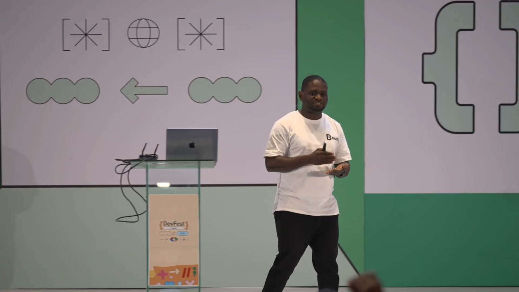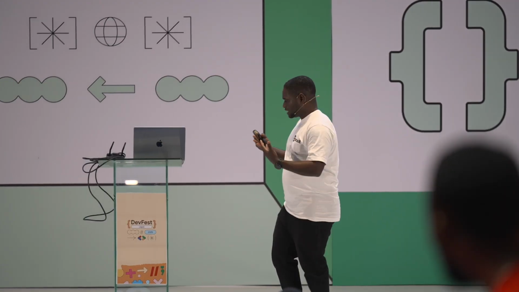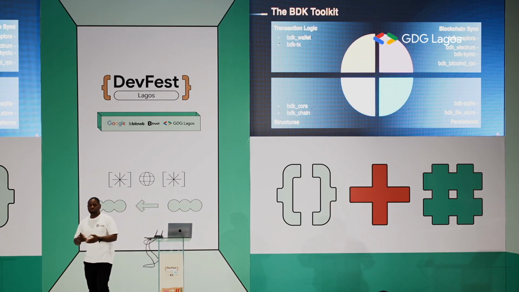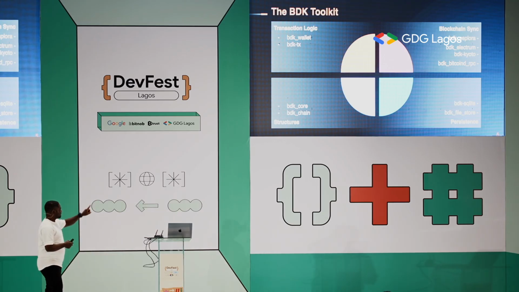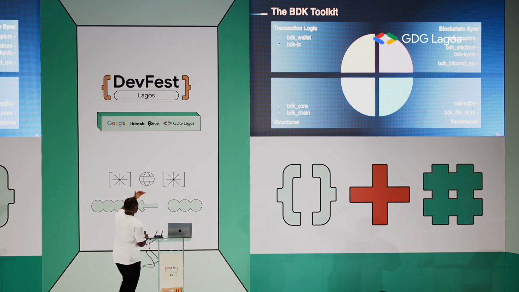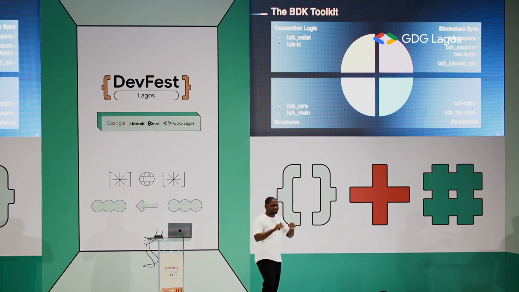In that application, you define the structure of your database. This is the way I expect my data to come in, so that when your API receives that data, it can interpret it. So the BDK chain defines the way that you want to receive the data from the blockchain and how you want to save it. The BDK core provides the core structures that are used by the wallets, the chain, and the transactions. It's like the glue amongst everything.